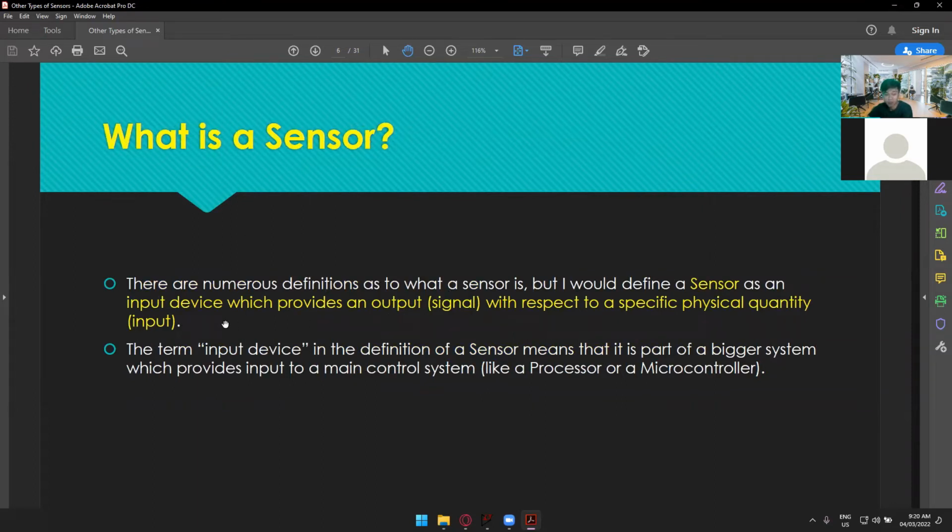A sensor is an input device. I already mentioned this a while ago. It provides an output signal with respect to a specific physical quantity. Mostly a sensor is always an input. It could be a double sensor, where the signal comes from one sensor, which is already an input, and there is another sensor here which provides an output. That is also possible. So double sensors from input to output, but like 90%, 95%, it is mostly used for inputs.